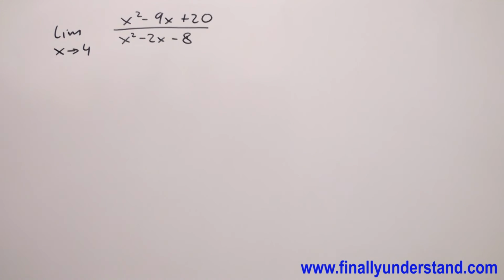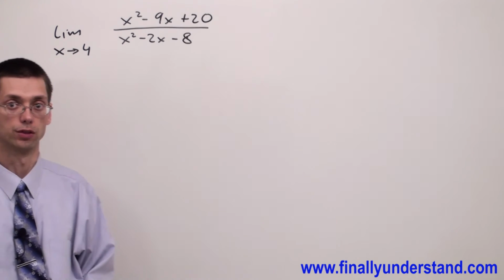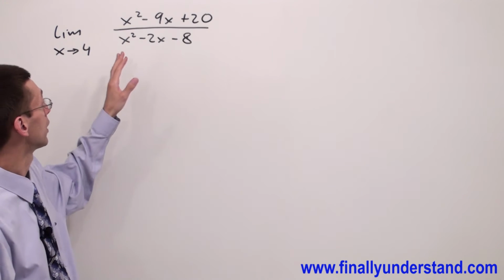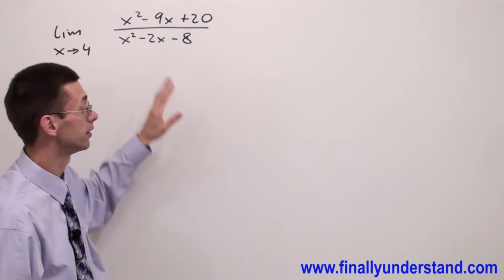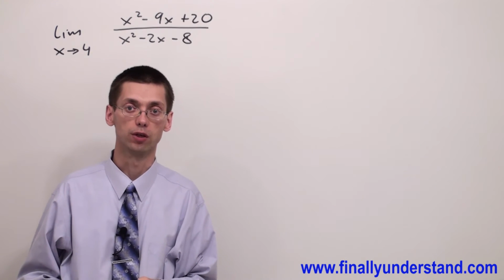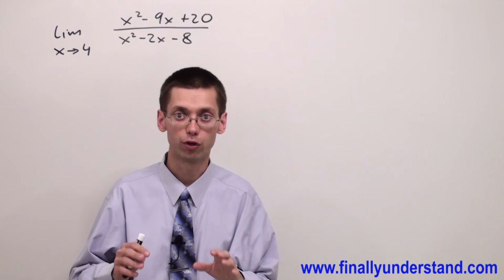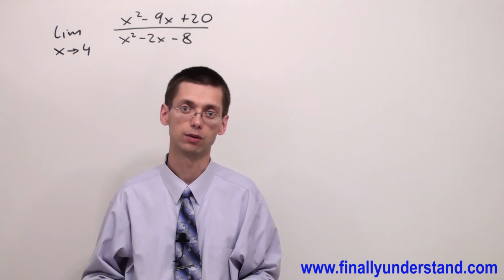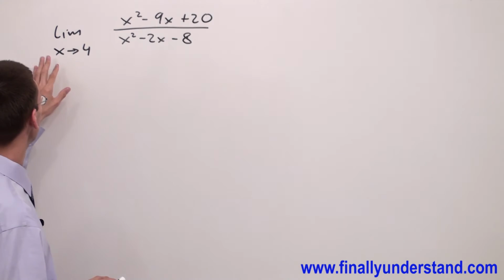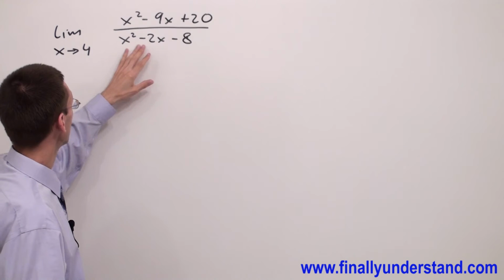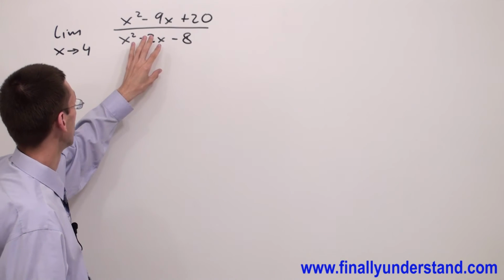Let's take a look at this example. We have limit of the rational function where in the numerator I have a polynomial with 3 terms and in the denominator I also have a polynomial with 3 terms. The concept is exactly the same. First, you always have to look at the denominator. Replace every single x, in this case by 4, and check what value I'm going to have in the denominator.